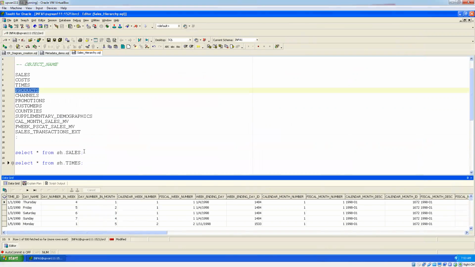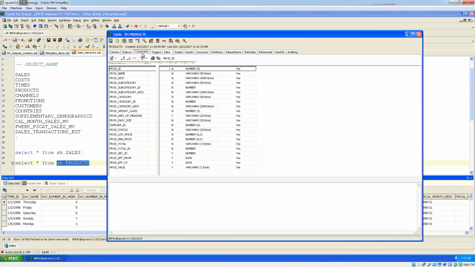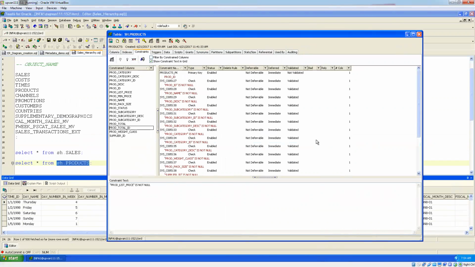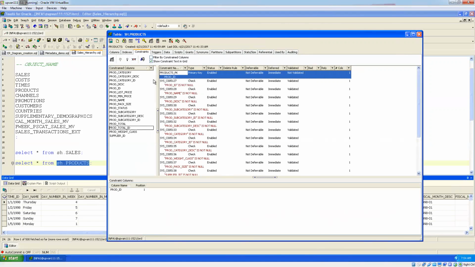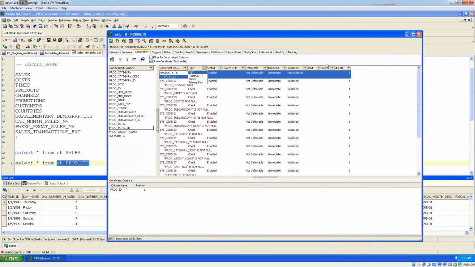Moving on to the next table called products. First of all, look at this table and judge if there is a primary key. Yes, there is a primary key, product ID. Do we have a foreign key here? No foreign key. There is no referential integrity constraint, so no foreign key.